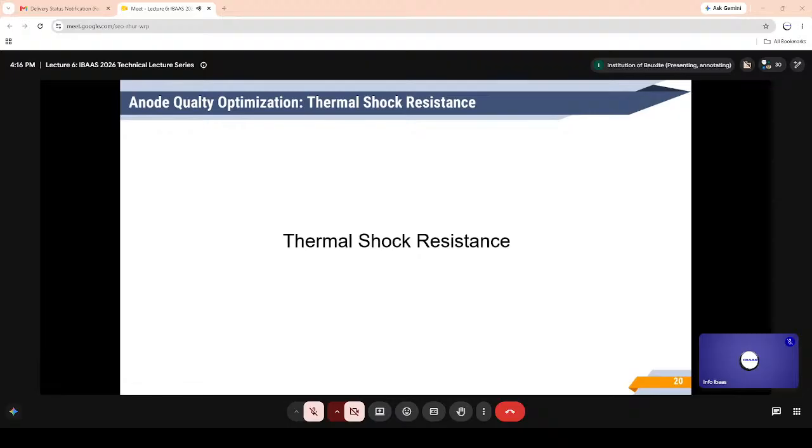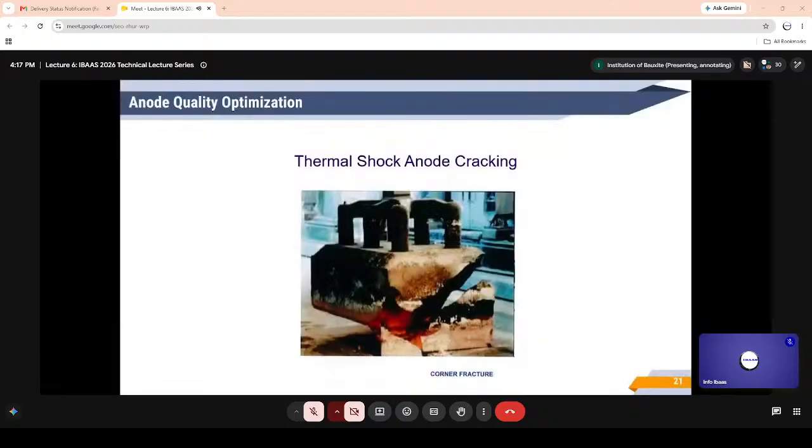The broken carbon pieces fall into the bath, create short circuits between the anode and cathode, form spikes, reduce metal production, and generate dust in the pots. To avoid disturbances to pot operation, the anodes must have adequate resistance to thermal shock. This is an example of anode thermal shock cracking.